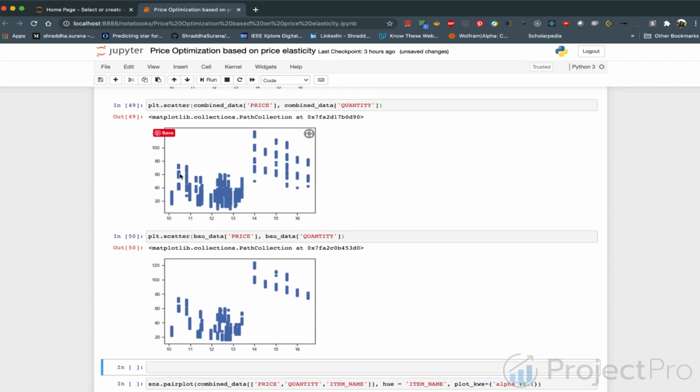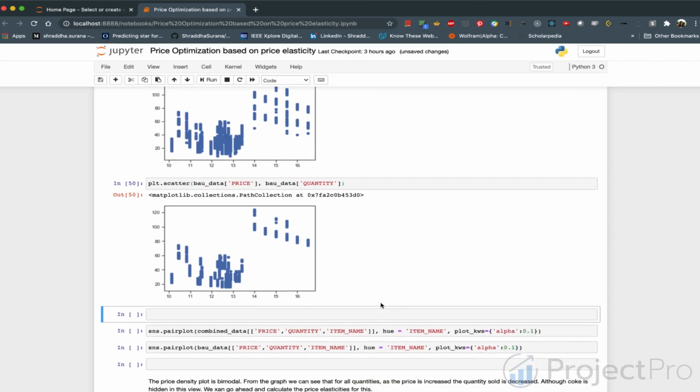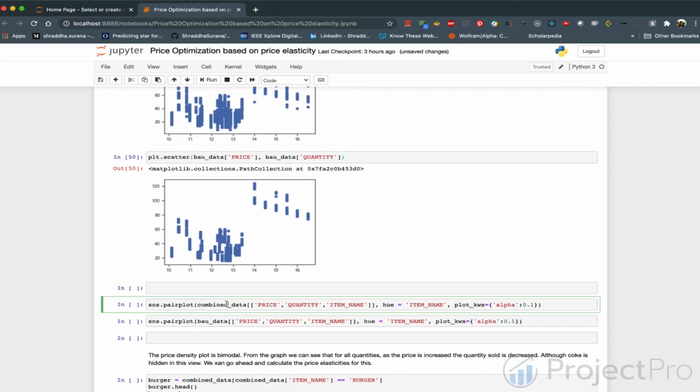Now we see something very interesting. We see certain data points are all missing. Especially all these data points have disappeared. Now if you remember, this BAU data is data which is not on any of the special days. So these points which have been removed correspond to data on those special days, that is purchases made on those special days.